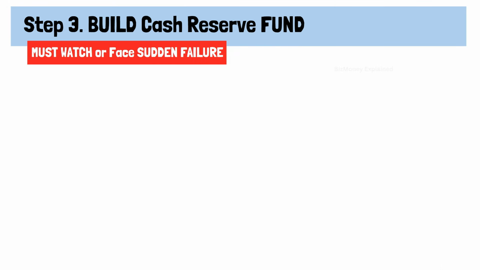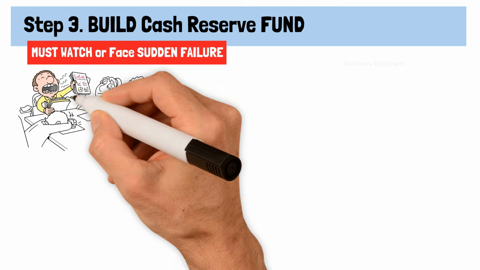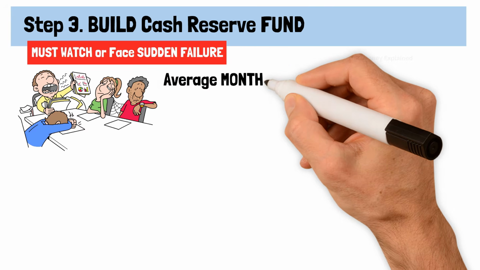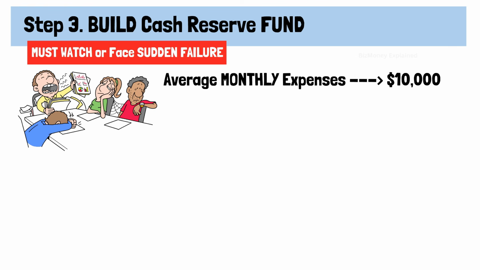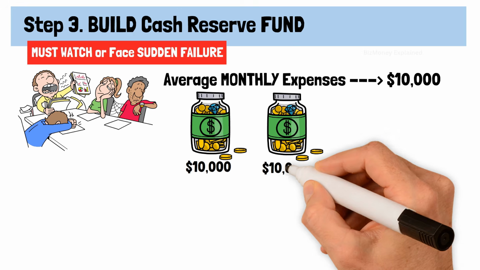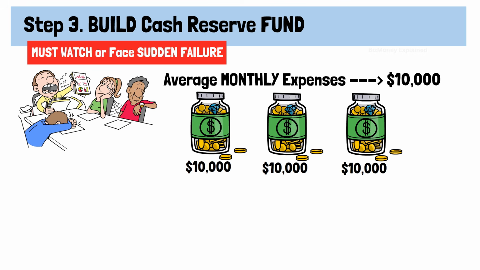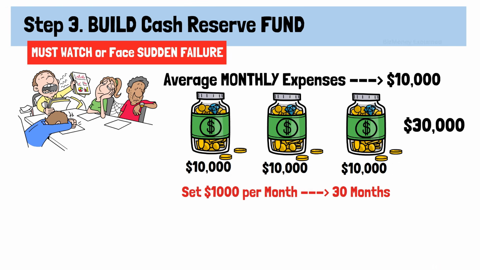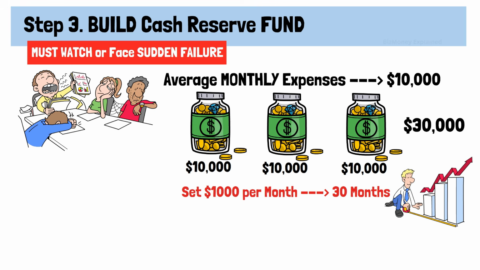Step 3. Build a cash reserve fund. A cash reserve fund acts as protection against unexpected events and periods of lower revenue. Imagine a business with average monthly expenses totaling $10,000. A reasonable goal could be creating a reserve equal to 3 months of operating costs, which would mean saving $30,000 over time. Instead of attempting to build the reserve immediately, the owner might set aside $1,000 each month until the target is reached. After 1 year, the reserve would contain $12,000 and continue growing steadily.